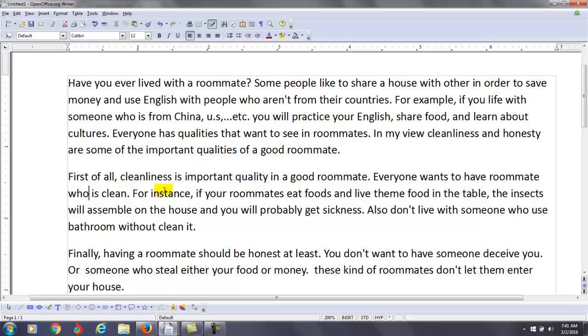Now you say everyone wants to have a roommate who is clean. But you've already said that. So once you state your topic sentence, at that point you need to get more specific. So this sentence needs to be more specific than the ones before. So that way you're not just repeating yourself.